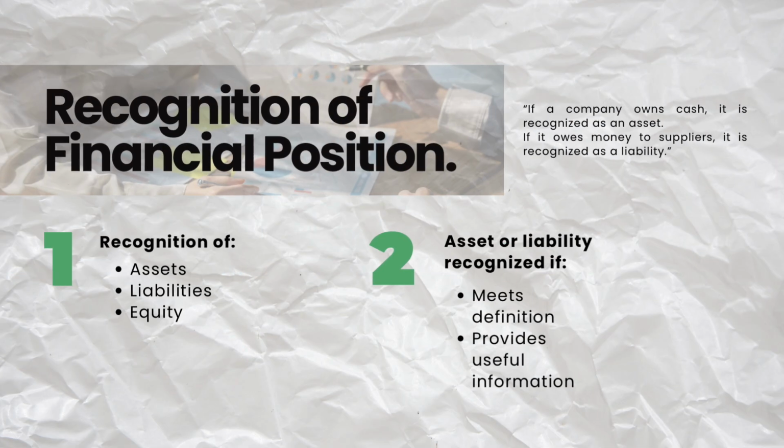In terms of financial position, recognition involves assets, liabilities, and equity. An asset or liability is recognized only if it meets the definition and provides useful information to users. As an example, if a company owns cash, it is recognized as an asset. If it owes money to suppliers, it is recognized as a liability.